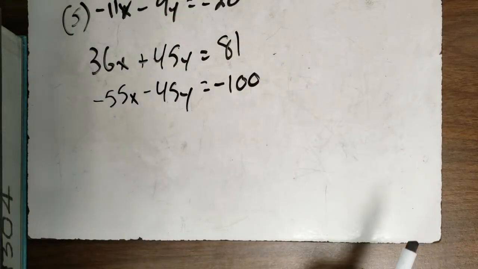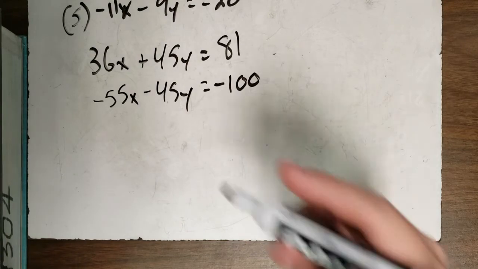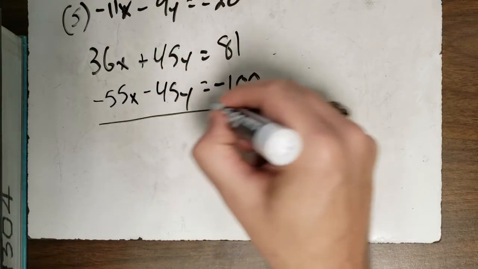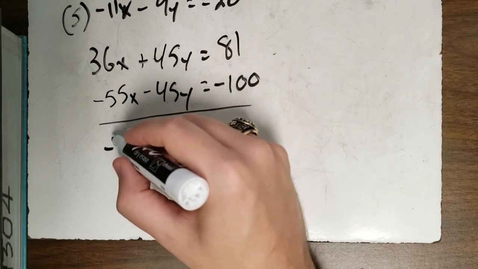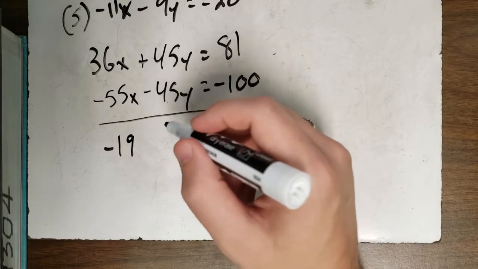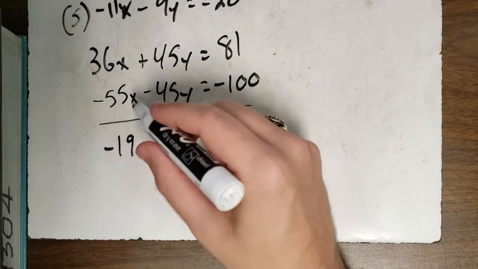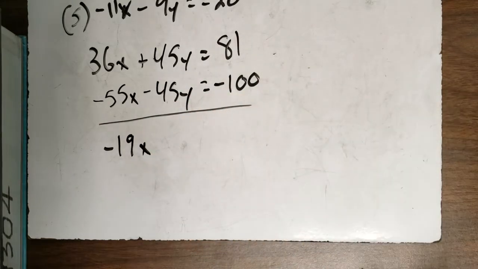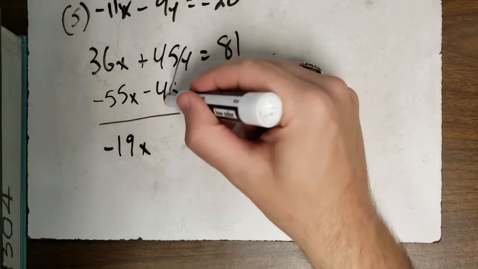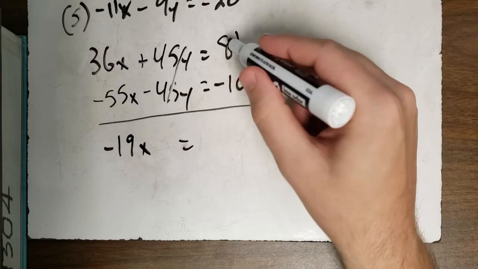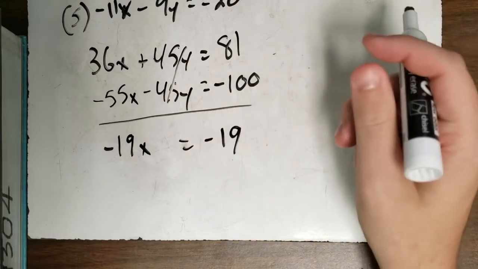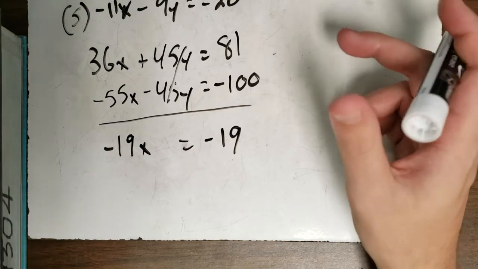36 minus 55. Well, 36 minus 55 is, adding straight down, negative 19x. Okay. Our y's cancel out. That's what we wanted. And 81 minus 100 is also negative 19. Okay. See where we're going here?